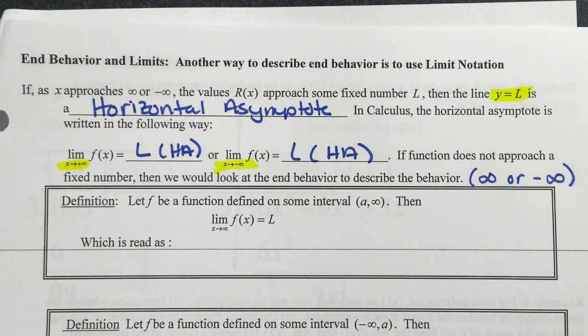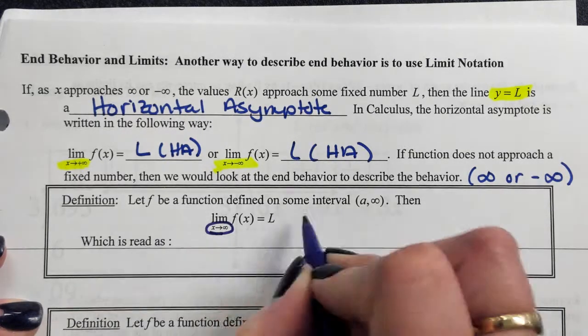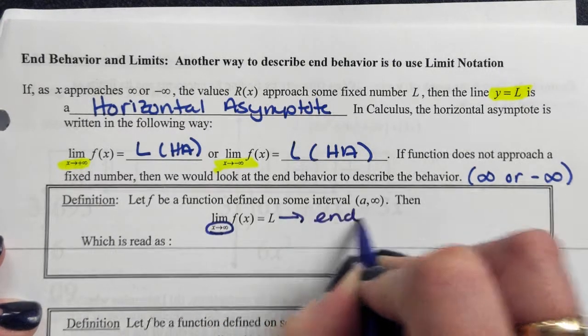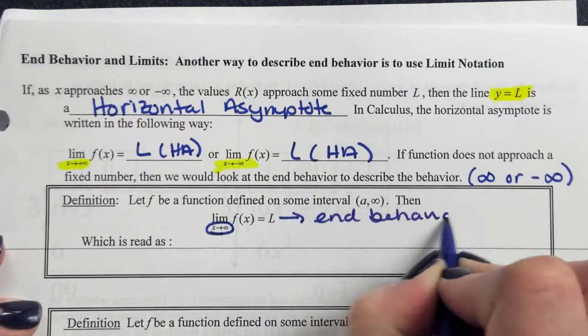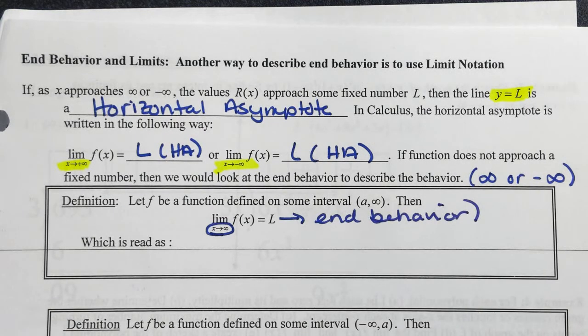So like I said, the only thing that's different is a notation. When you see as x approaches positive or negative infinity, you're looking at the end behavior. Your answer is the end behavior, which will be positive infinity, negative infinity, or a horizontal asymptote. Those are the only three things that could happen when we're talking about the limit when you're approaching infinity.